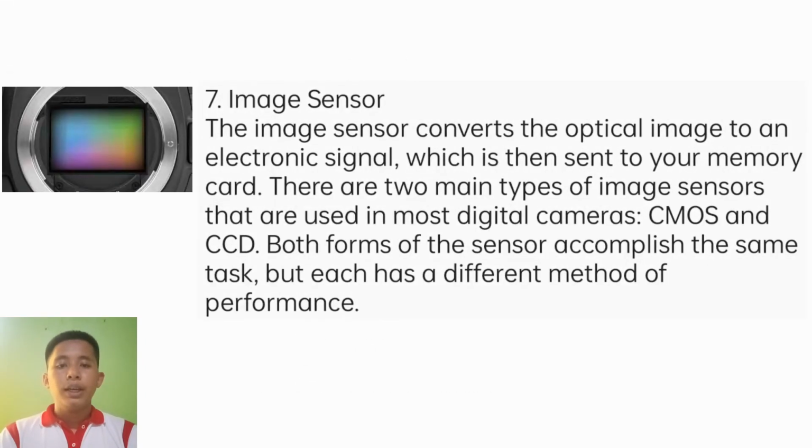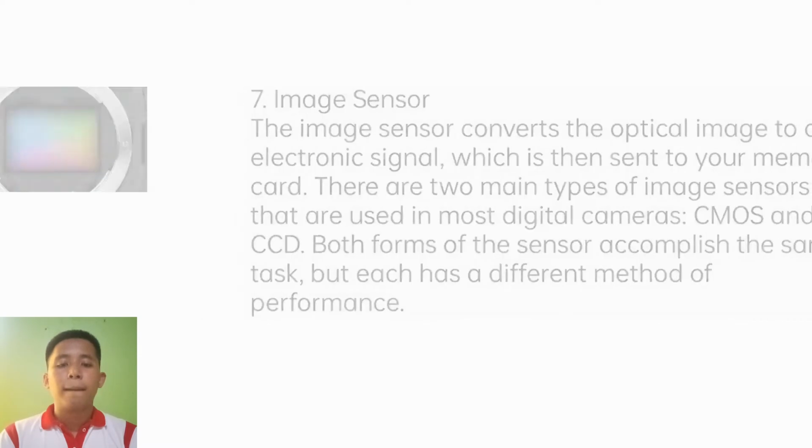Number 7, image sensor. The image sensor converts the optical image to an electronic signal, which is then sent to your memory card. There are two main types of image sensors that are used in most digital cameras, CMOS and CCD. Both forms of the sensor accomplish the same task, but each has a different method of performance.